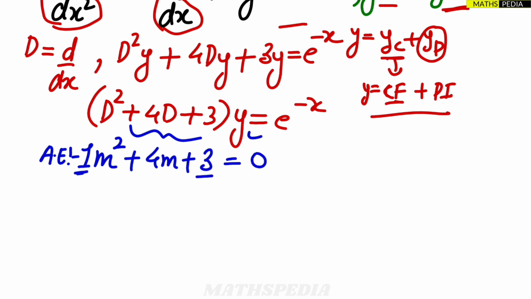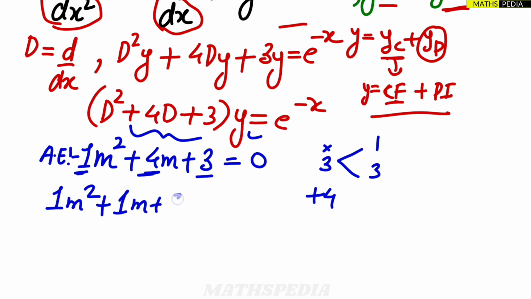We are going with splitting the middle term. 1 into 3 is 3, so while multiplying you should get 3, and while adding you should get the middle term. The factors of 3 are nothing but 1 and 3. 1 into 3 will give you 3 itself. No other factors are there. So we can directly go with 1m square plus 1m plus 3m plus 3 is equal to 0.